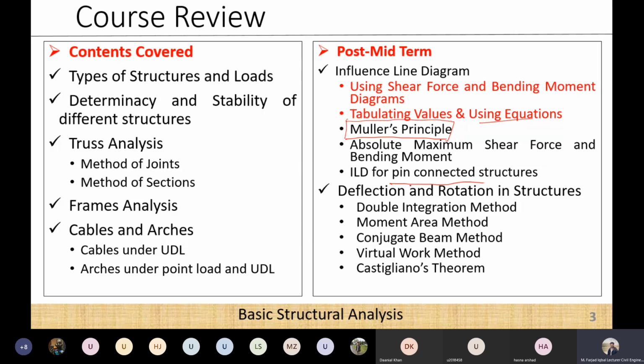And the next major topic is the deflection and rotation in the structure, for which we will be using.